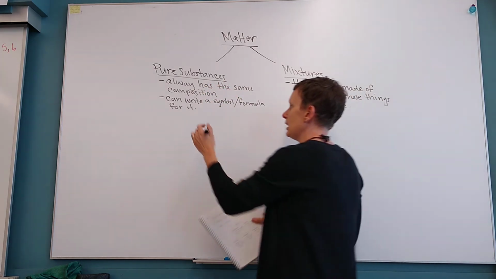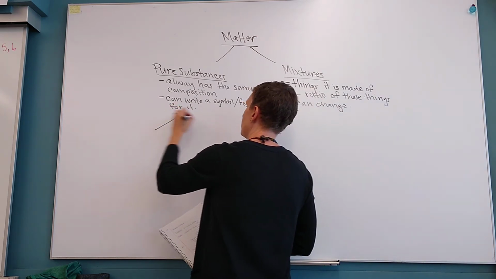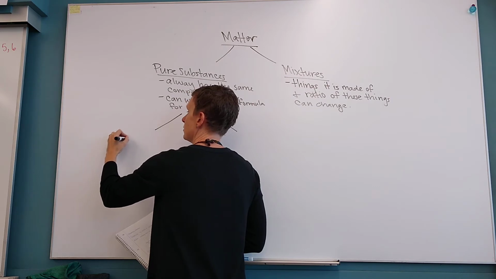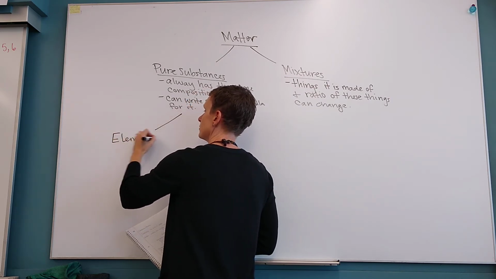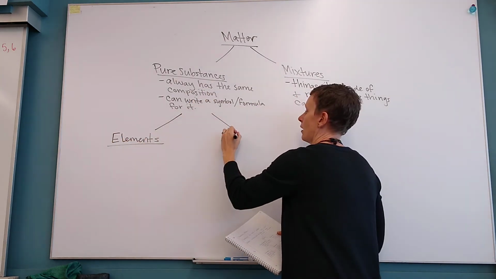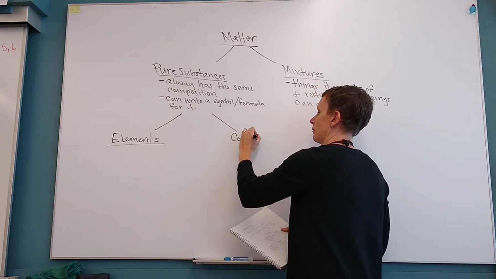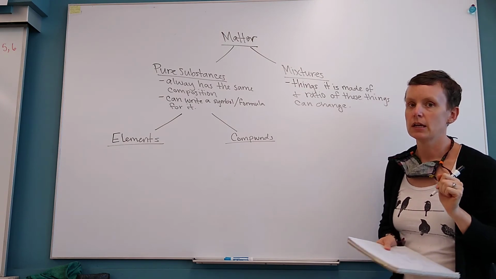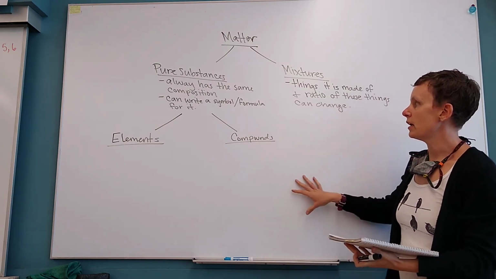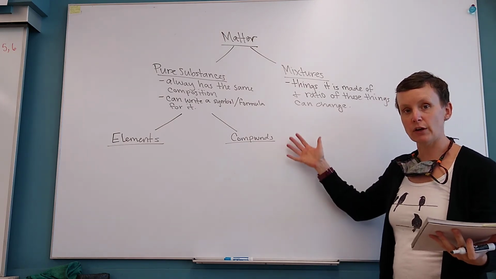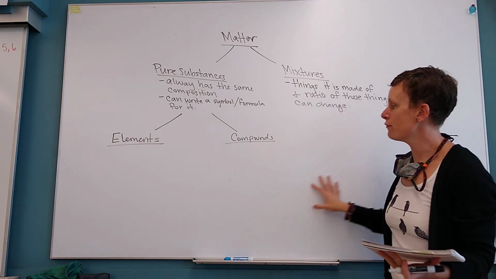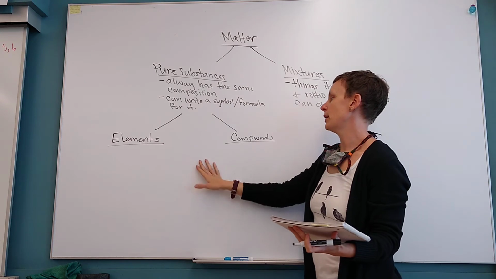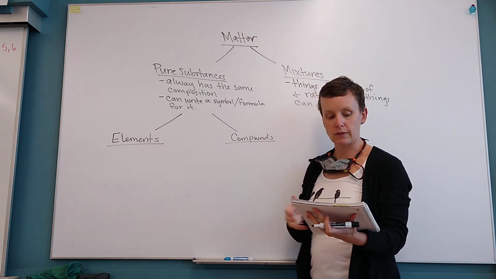Now we're going to split this further. Pure substances can be split into elements and compounds. Elements and compounds. Okay? So remember, this is kind of like a concept map. It's a flow chart, it's a concept map. Everything we talk about is part of matter. Matter is our central idea here, but now we're splitting it out into further more specific categories.